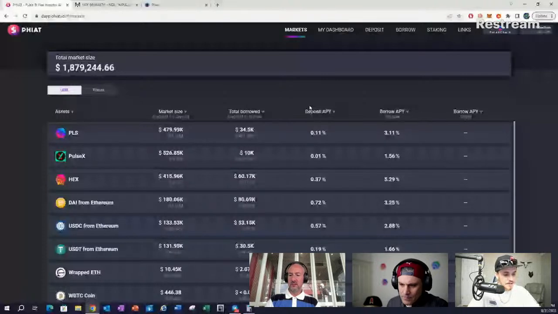So let's say you were a person that didn't have any PulseX, but you needed some, right? Because you wanted to farm it or whatever. But you had a lot of Pulse. So you could deposit Pulse, borrow your PulseX, and put it in a liquidity pool. Relatively, they track very closely. Their ratio may change slightly depending on what's going on in the market, but right now it's been sitting around relatively the same ratio for a while now, right? Theoretically, they should move up and down very similarly.